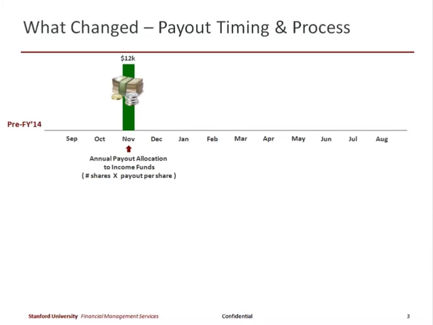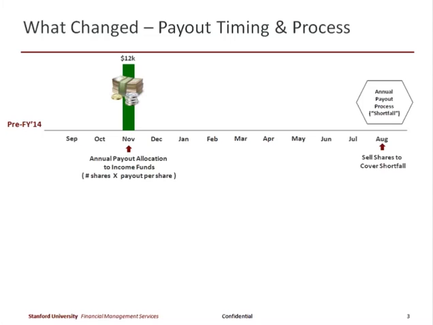Let's start with the basic differences between the process before fiscal year 2014 and after. In the pre-FY14 process, endowment fund holders received an initial allocation of payout in November. This amount was determined by the number of shares held at the beginning of the fiscal year, multiplied by the annual payout per share approved by the Board of Trustees. In this example, we see $12,000 of anticipated payout for the year allocated to the income fund, or the spendable side of the fund, in November.